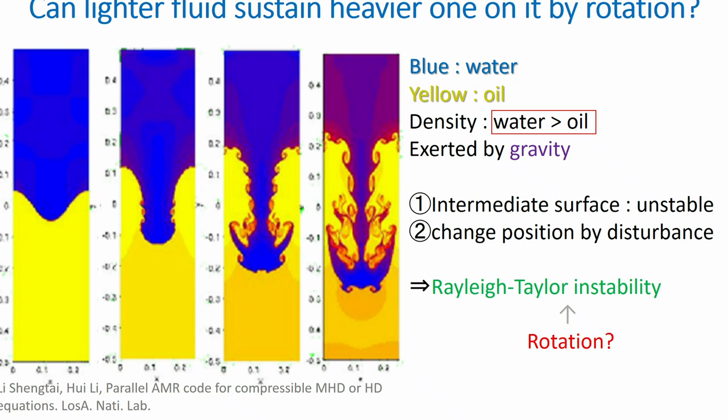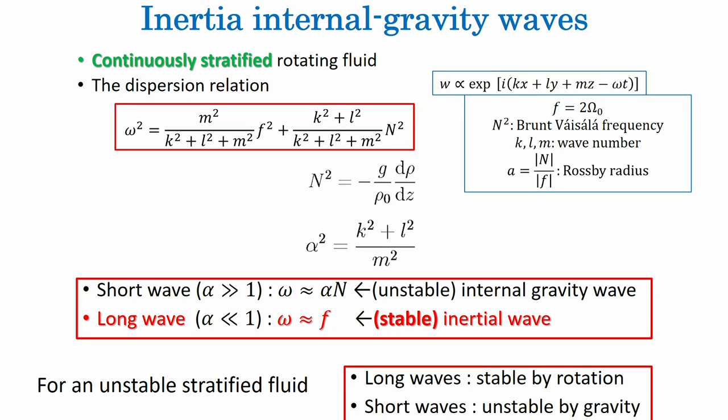The effect of stabilization by rotation can be clearly understood by the dispersion relation of waves in a rotating stratified fluid. This is a continuous stratification with a Brunt-Väisälä frequency that is constant. Then you get the following dispersion relations. This is the Coriolis effect, called inertial waves. This is a gravity effect, these are internal gravity waves.